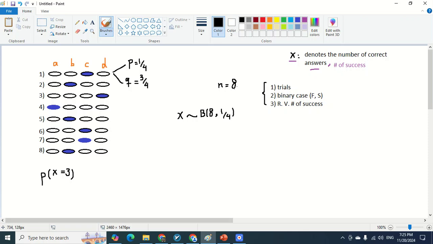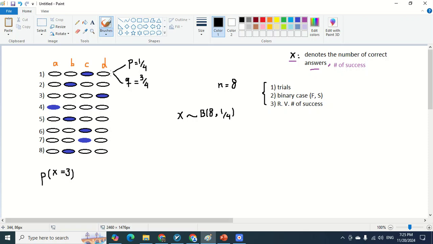So first of all, we have trials, meaning we have statistical experiments that are totally independent from each other, and another one is the binary cases. It means that for each of these statistical experiments we have success and failure. We have two cases, not more than two. The probabilities of failure and success are constant, meaning they do not change for the second question, the third, and so on. And another one is a random variable that determines the number of successes.